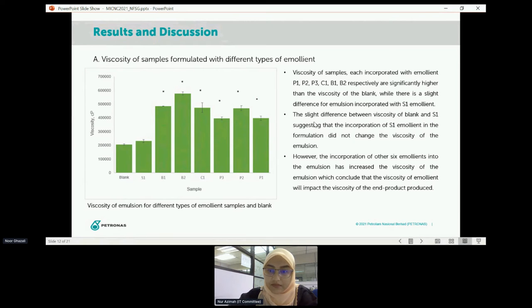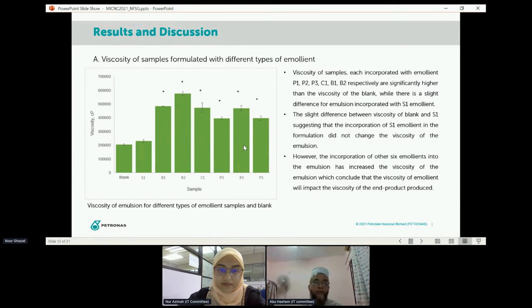And there is a slight difference between the viscosity of blank and S1 sample, suggesting that the incorporation of S1 emollient into the formulation of topical cream did not change the viscosity of the product produced. However, the incorporation of the 6 other emollients into the emulsion has increased the viscosity, and from it can be concluded that the viscosity of the emollient will impact the viscosity of the end product produced.